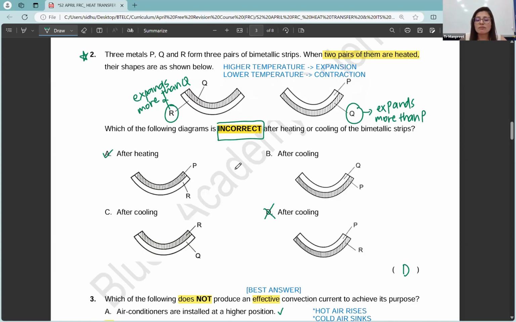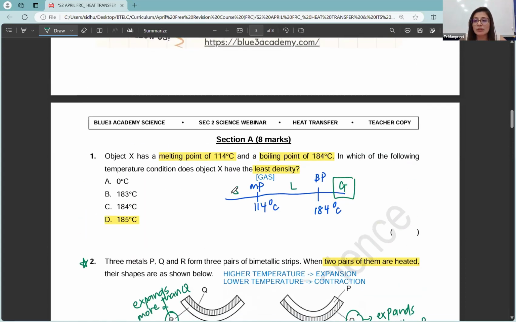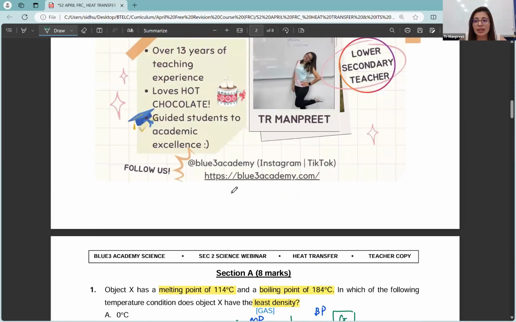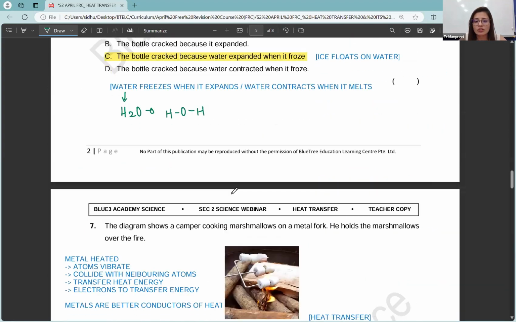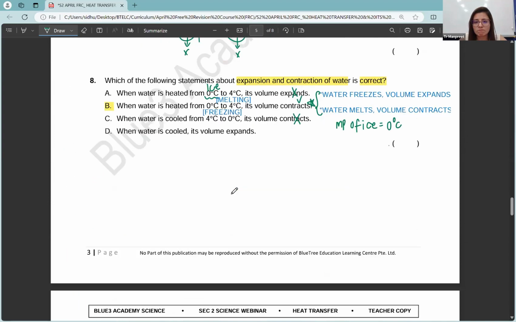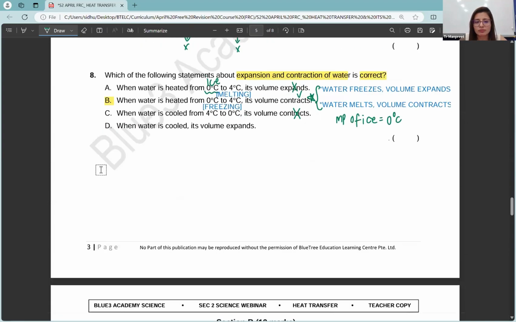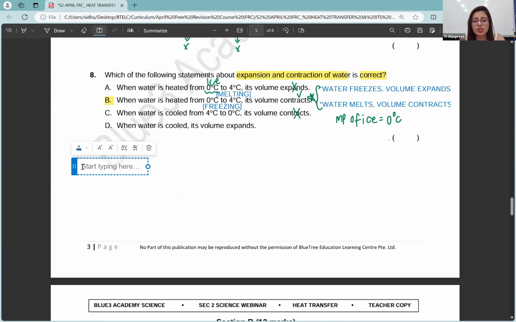You also must know how to explain conduction, convection, and radiation, which we'll cover in a bit. So let me just do it here. We have 3 types of heat transfer: conduction, convection, and radiation.